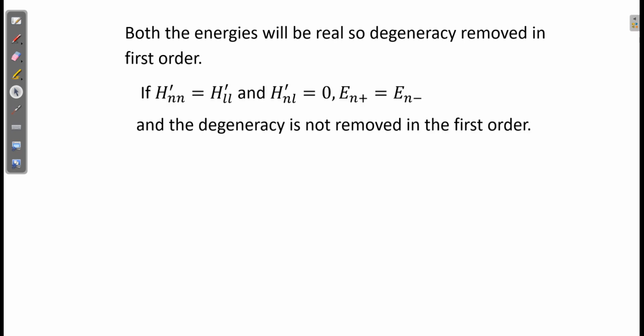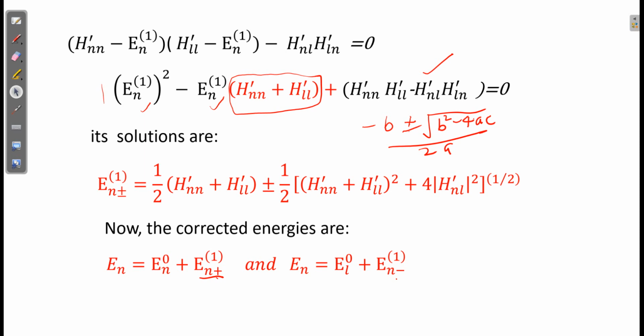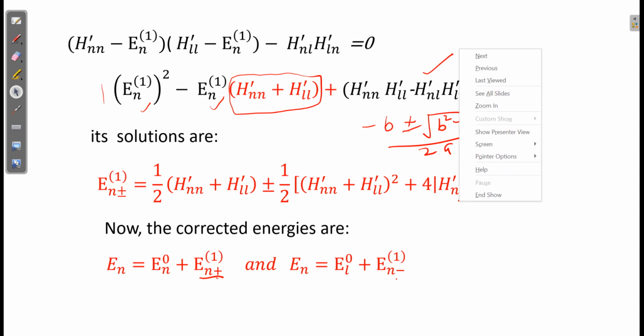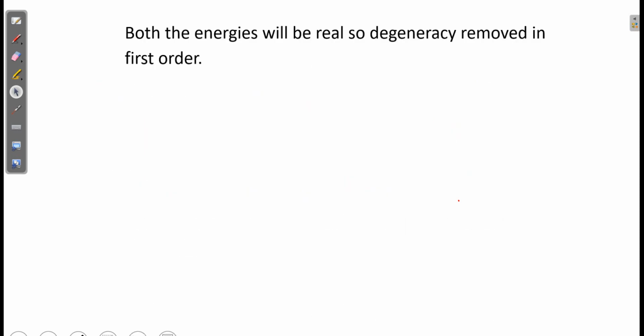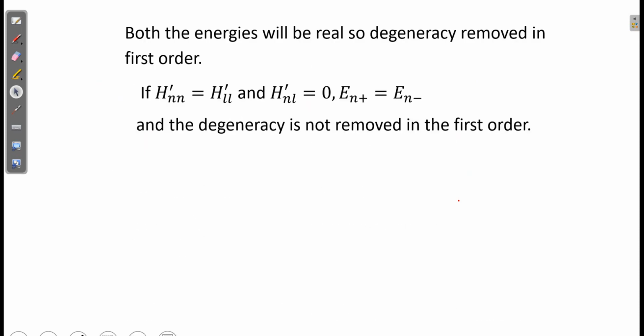But if H dash nn is equal to H dash ll and H dash nl is equal to 0, if we apply this property, then both energies will be equal and the degeneracy is not removed in first order.